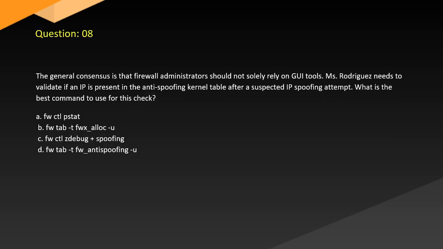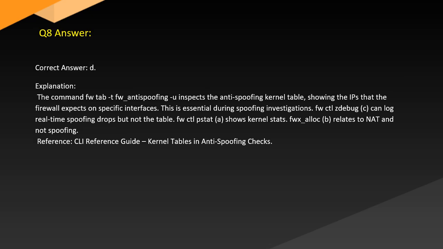Question 8. The general consensus is that firewall administrators should not solely rely on GUI tools. Mr. Rodriguez needs to validate if an IP is present in the anti-spoofing kernel table after a suspected IP spoofing attempt. What is the best command to use for this check? D. fw tab -t spoofing.